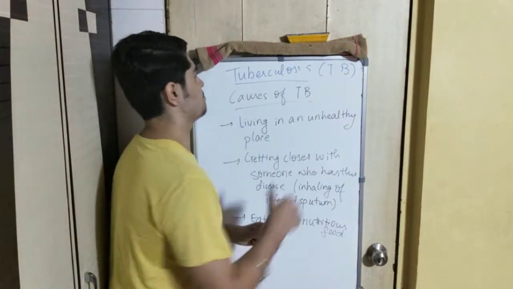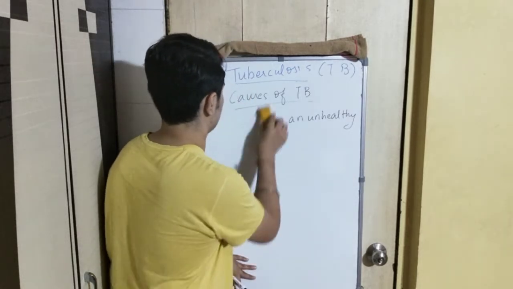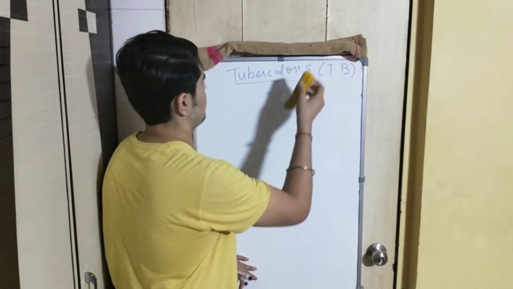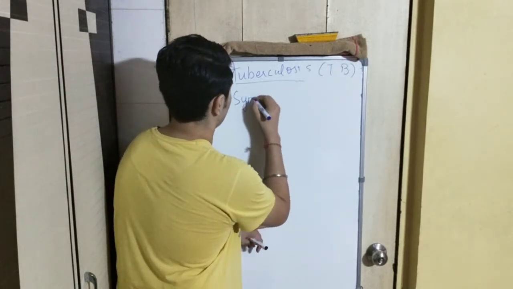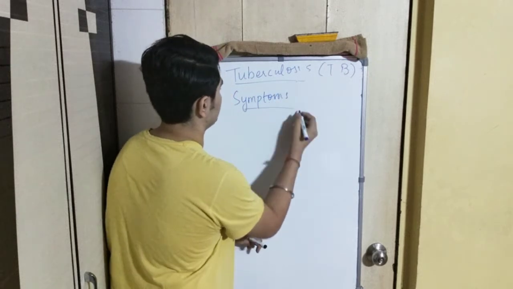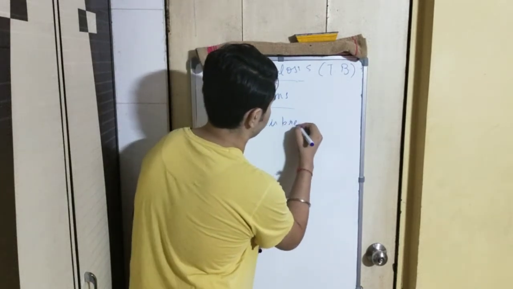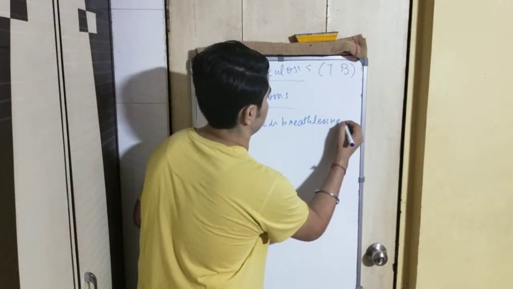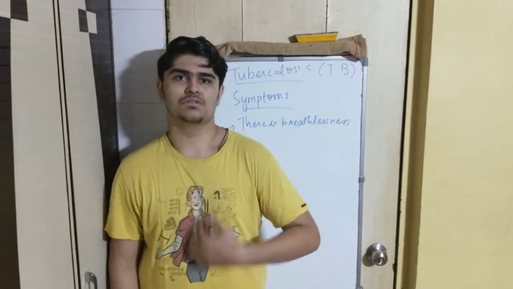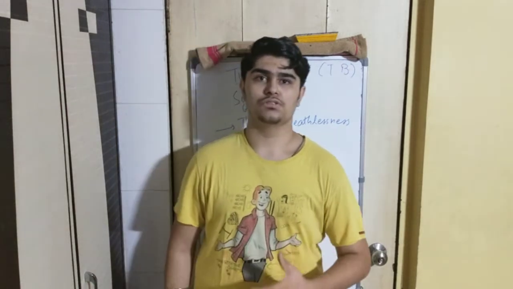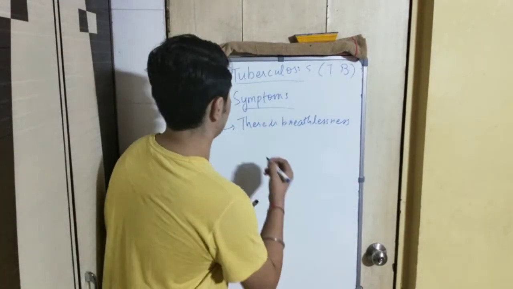So I hope you have copied it. So symptoms of this disease are: there is breathlessness, that is, it is difficult to breathe. Sometimes the mucus chokes up in the windpipe or the alveoli in the lungs, which causes shortness of breath. And there is sometimes fever.